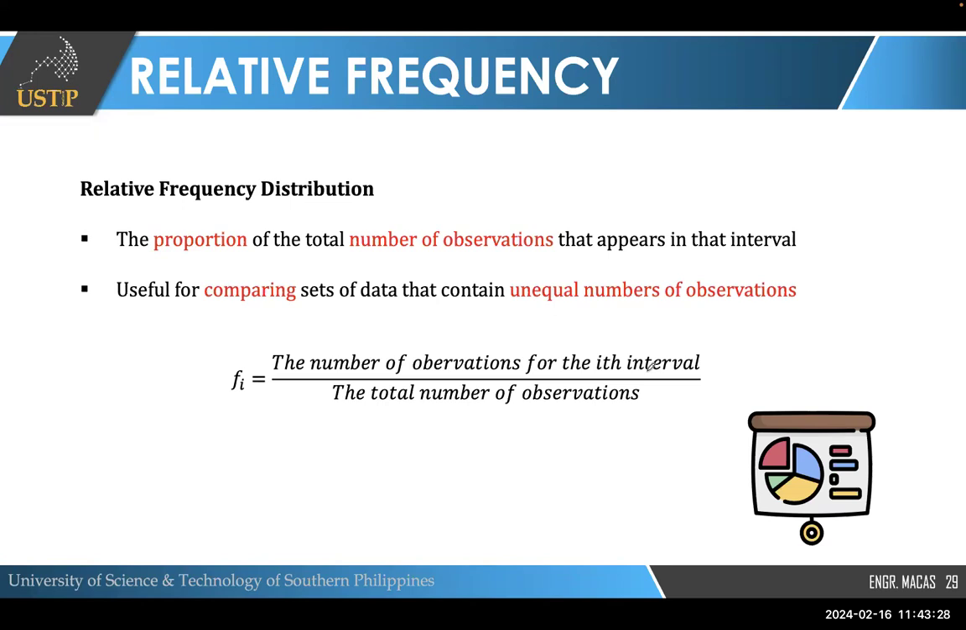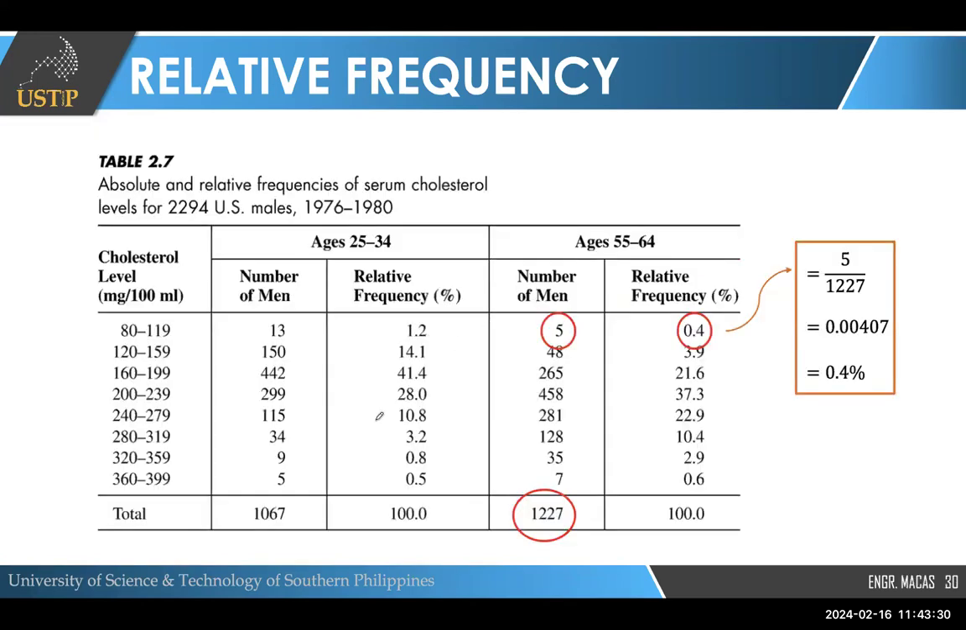Okay, let's have this example. Compare the frequency table for ages 25 to 34, where we compare which age range has the higher cholesterol level. So we can see here your frequency.